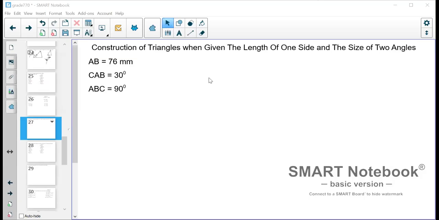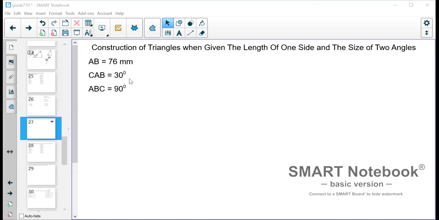Hello students, and welcome to another video where I'll be demonstrating how to construct triangles when given the length of one side and the size of two angles. This is the reverse of what we looked at during the last lesson. We're given the length of one side, in this case AB, which is normally the base of the triangle, and then we're given two angles.